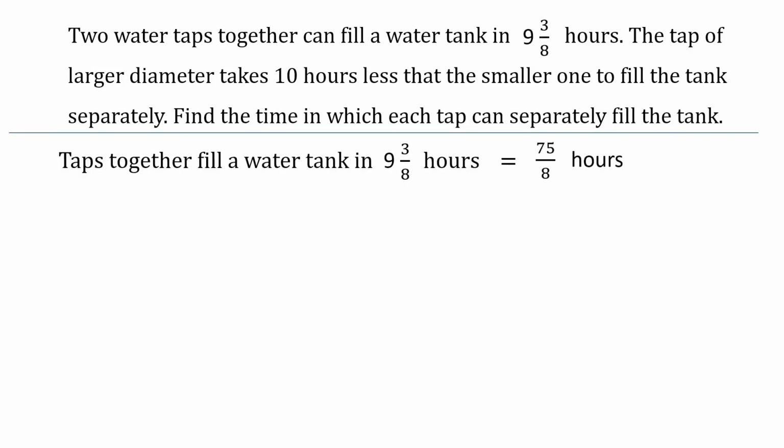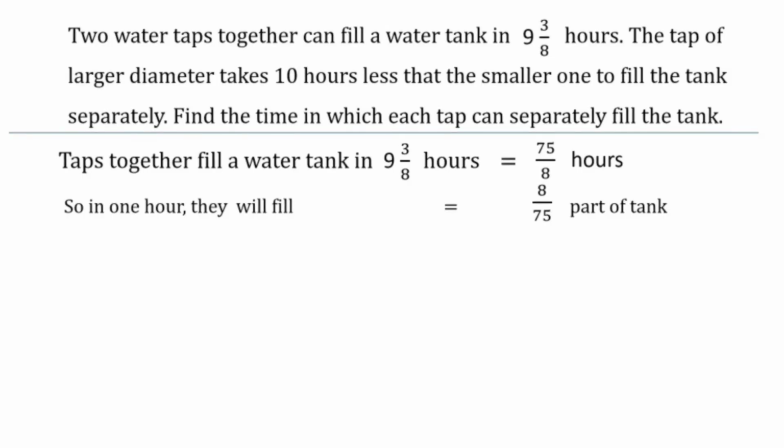So we are given both taps together fill the water tank in 9 and 3/8 hours. Simplifying it gives 8 times 9 is 72 plus 3, 75/8 hours. So one full tank is filled in 75/8 hours. So in 1 hour they will fill the reciprocal of it, that is 8/75th part of the tank. It is exactly like if a tank is filled in 2 hours, then in 1 hour, its reciprocal, it is filled 1/2 only.